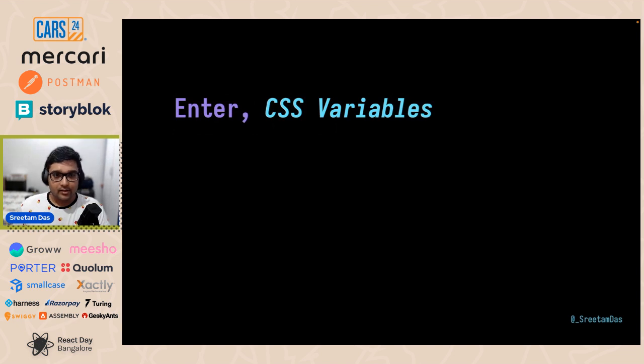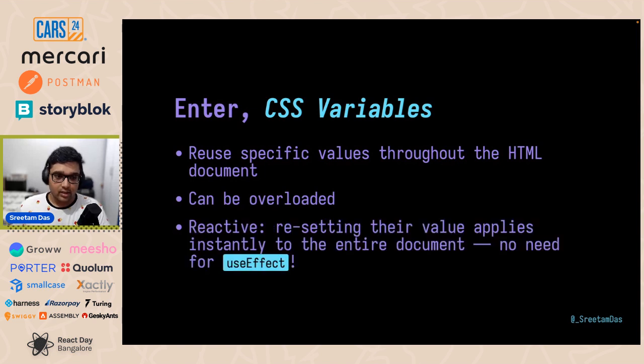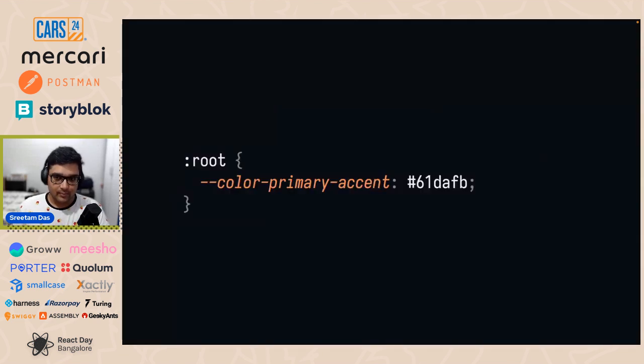Well, enter CSS variables. So basically, these are entities which can reuse specific values throughout the HTML document. They can also be overloaded, so you can redefine them in different places. And the best part is that they are reactive. So resetting their value applies the changes instantly to the entire document. So you don't need to listen to the changes in a use effect anymore. So let's see what that would look like.